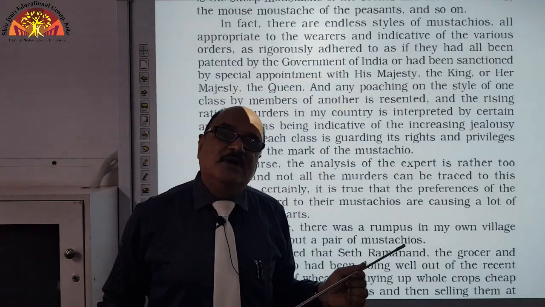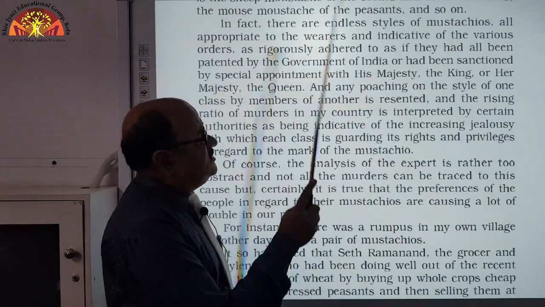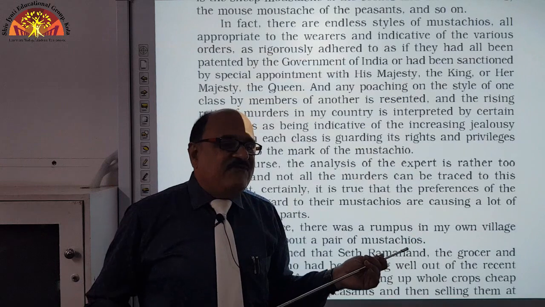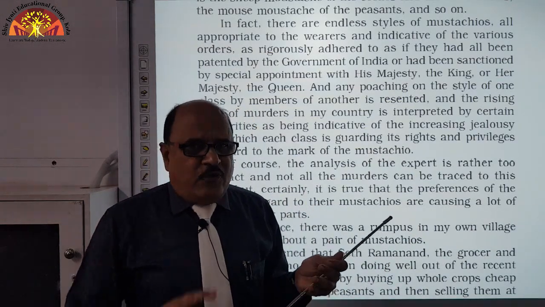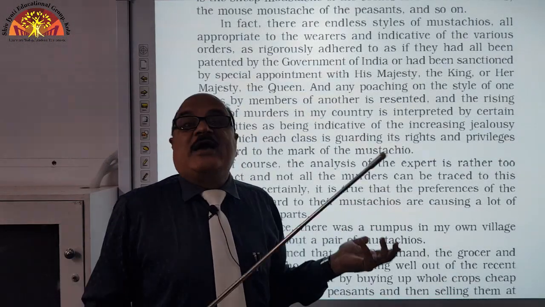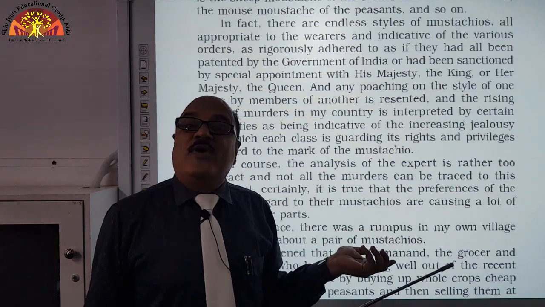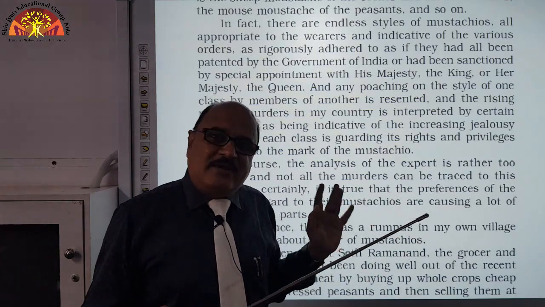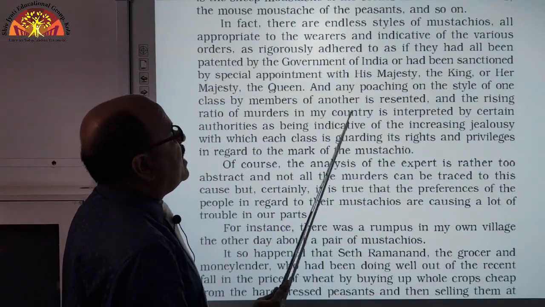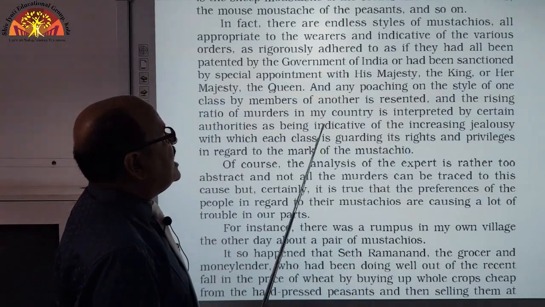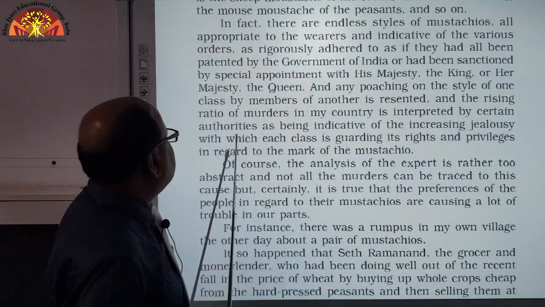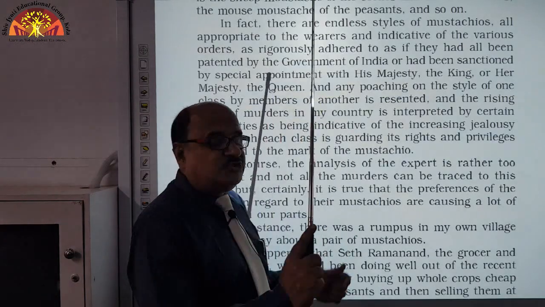Yes, this is very important. Try to get it. If anybody is poaching, that means trespassing. For example, if anybody is supposed to have a goat style mustache and that person is found having a tiger mustache, then people may take it otherwise and they may get angry, right? They may take action against that person. And the rising ratio of murders in my country is interpreted by certain authorities as being indicative of the increasing jealousy with which each class is guarding its rights and privileges in regard to the mark of the mustache.